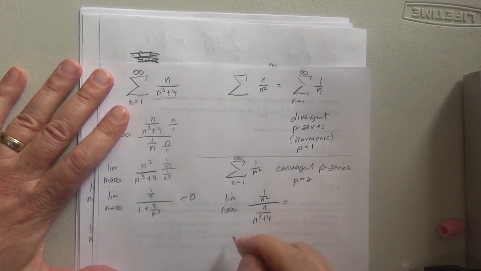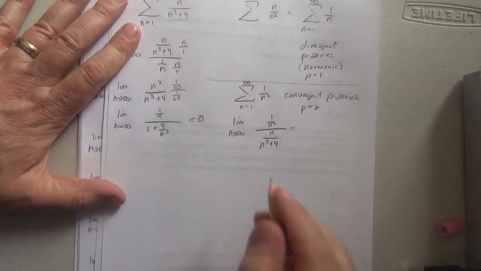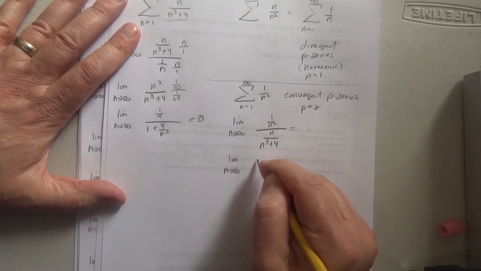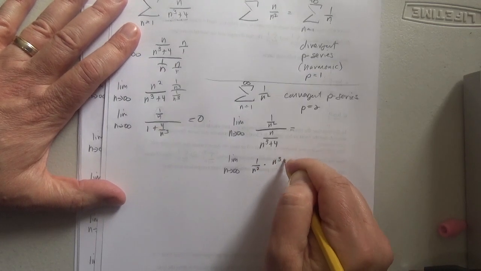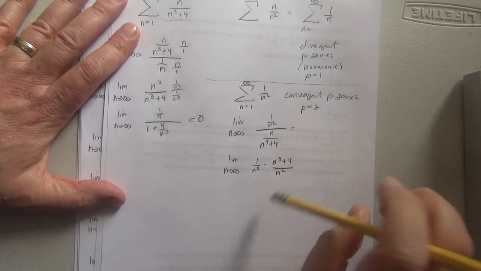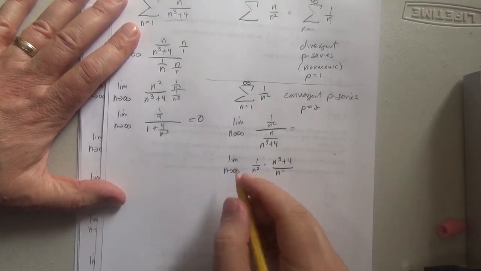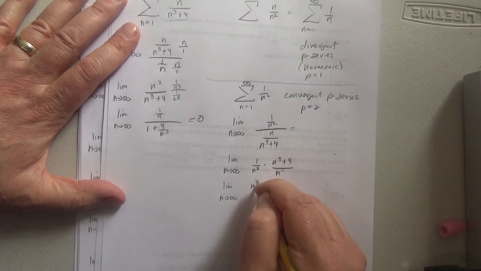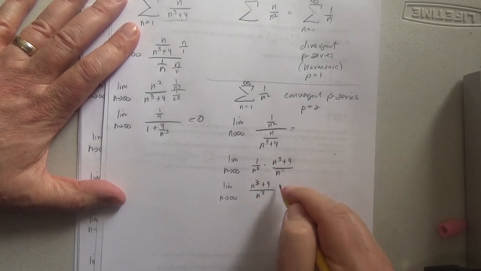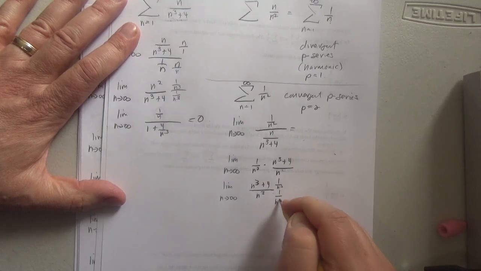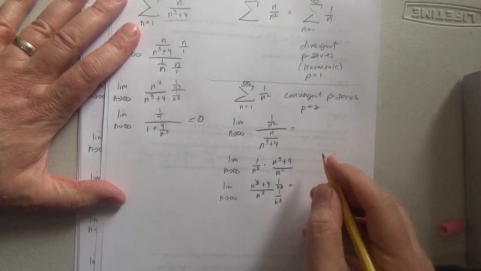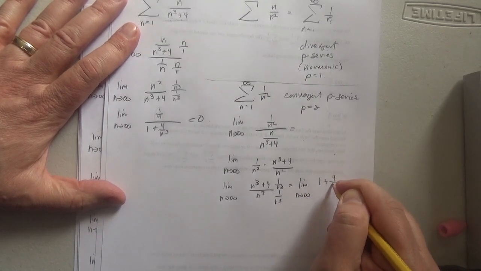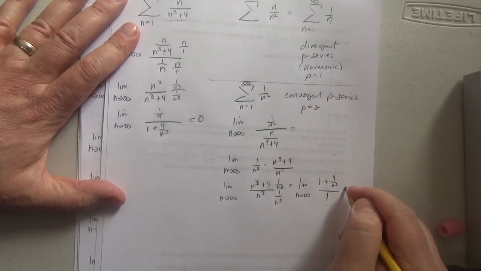I'm going to flip and multiply. So let me see how I'm doing on room here. Better. I get the limit as n approaches infinity of 1 over n squared times n cubed plus 4 over n squared, nope, over n, sorry. This gives me the limit as n approaches infinity of n cubed plus 4 over n cubed. I multiplied top and bottom by 1 over n cubed. Sorry, you can't read that. This is the limit as n approaches infinity of 1 plus 4 over n cubed over 1. And this is equal to 1.